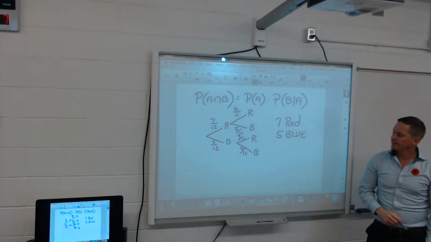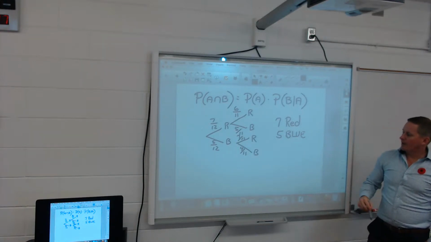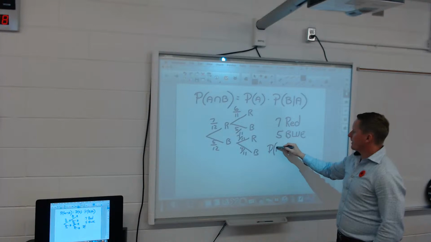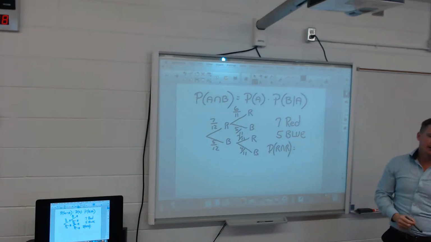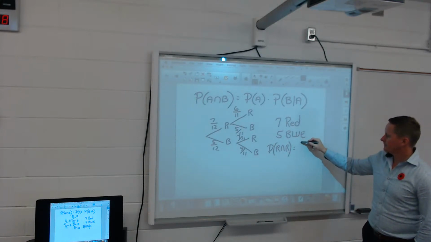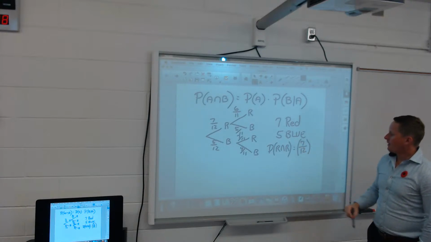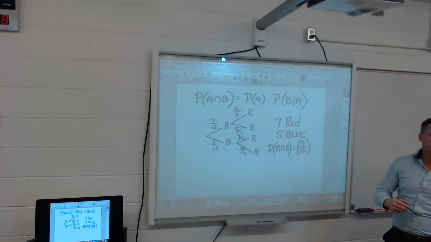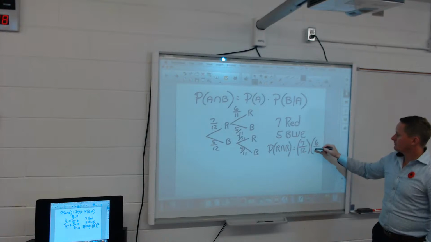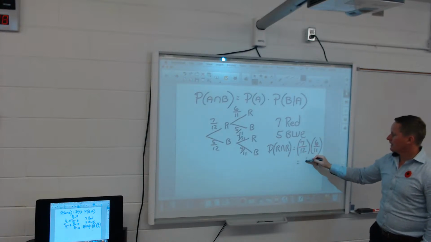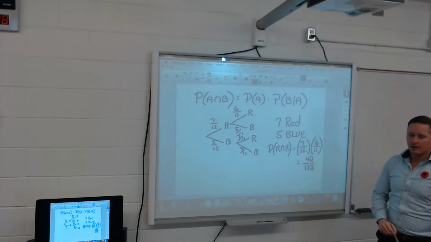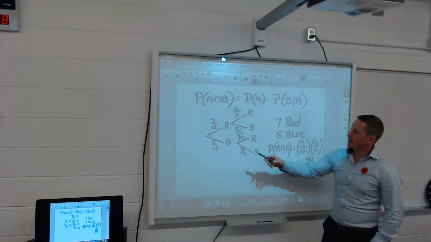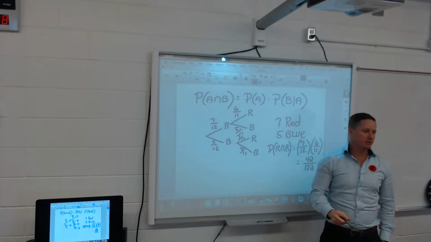Okay, all right, so I want the probability that I get 2 reds. So a red and a red. So I find the probability of getting red on the first one. What's the probability of getting red on the first one? 7 out of 12. Now I want to know what the probability of getting red on the second one is, given that I already took the red one out in the first place. 6 out of 11. So I multiply it together. 42, and what is that? 132. That'd be 42 out of 132. If I'm doing it using my tree diagram, I just simply multiply those two together.